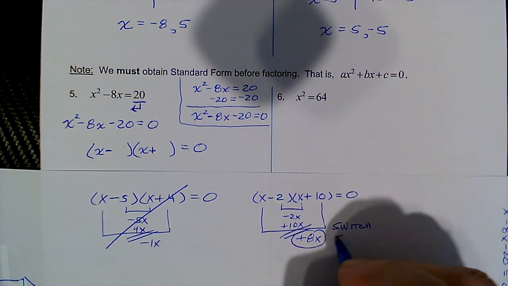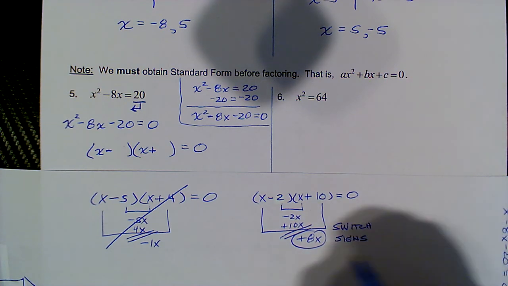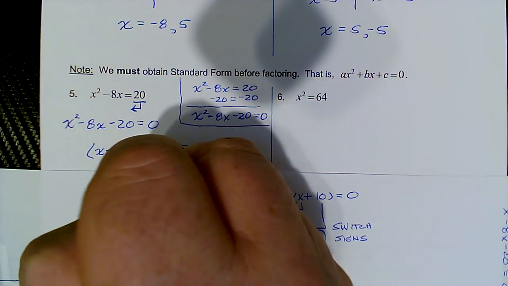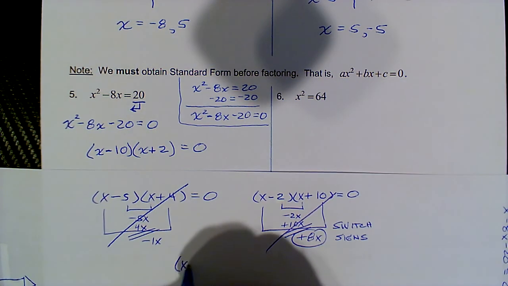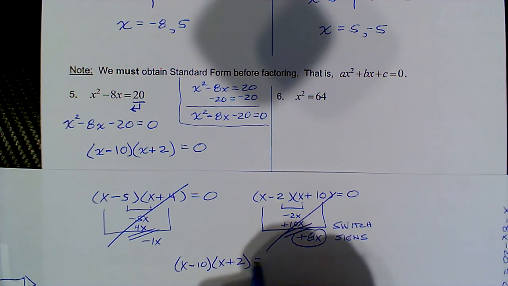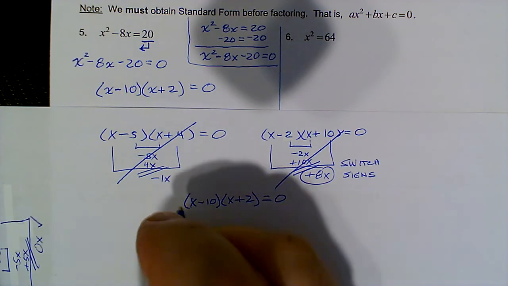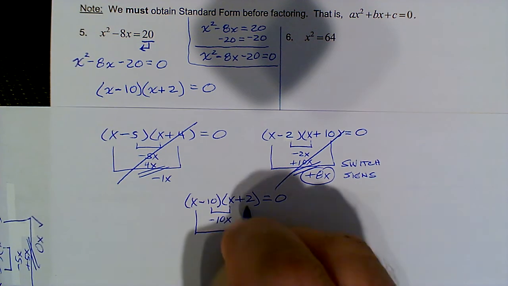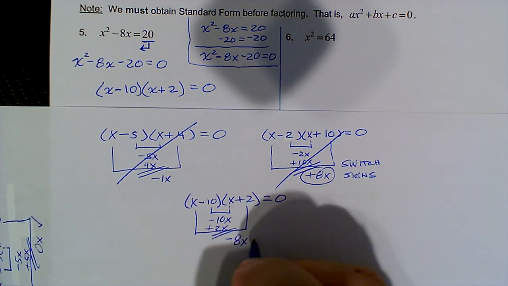so switch the signs between the two terms in the binomial. That is, make the 10 negative and the 2 positive. And then it works, and we could show that, of course, by checking. We got a negative 10x and a positive 2x, which combine to give us the negative 8x, and it checks.